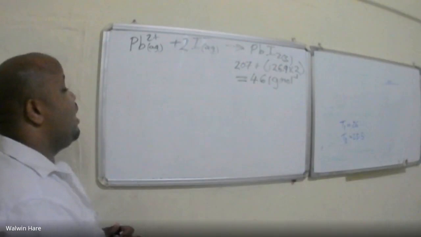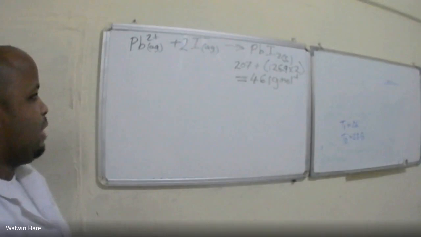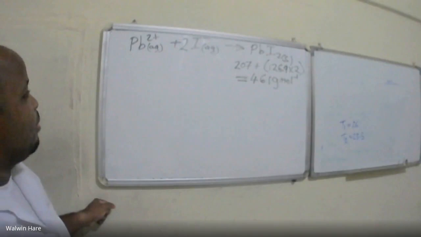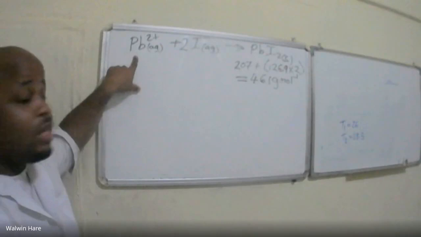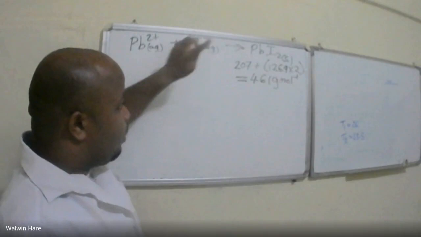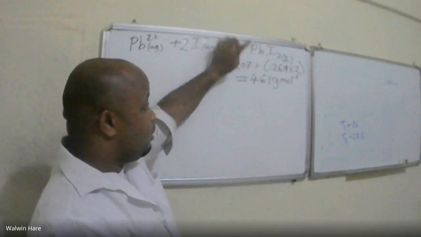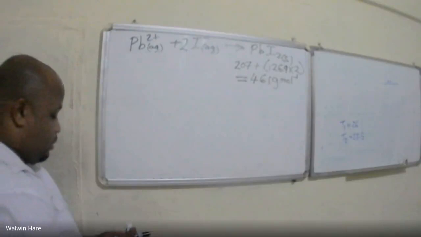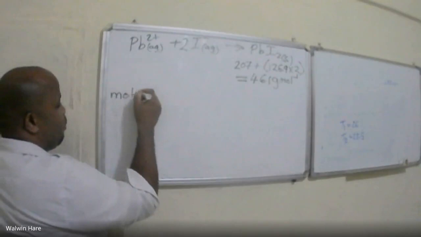However, what are we trying to find from this experiment? We're trying to find the concentration of lead. Right, good. But we don't know the moles of lead. We know the volume of the sample we use. We don't know the lead. So what we're going to do, we know the mass of the precipitate, so we're going to work out the moles of the precipitate, which is lead iodide. And once we get the mole of the precipitate, we're going to use the mole ratio to get the mole of the lead ions.